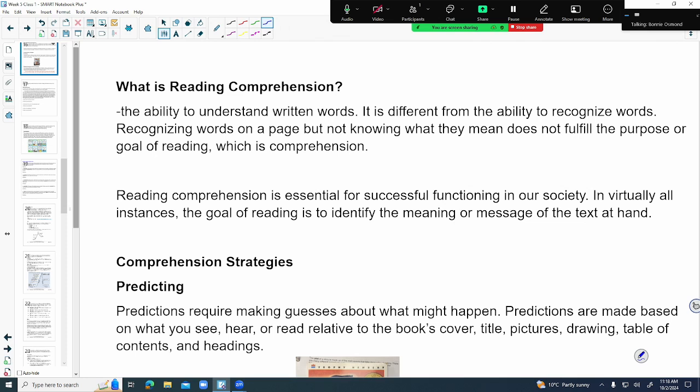We all need reading comprehension in order to be able to understand what we're reading. Reading comprehension is different from the ability to recognize words. People can read a whole list of words. They can read a bunch of words in a sentence.